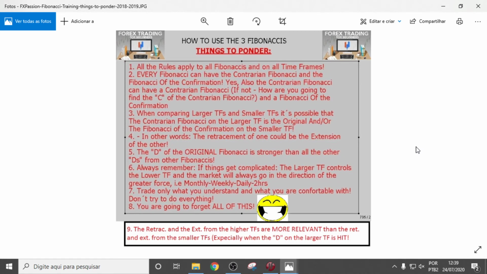I mean, read this text, everybody, 2 or 3 times if you are learning and if you are going to use the Fibonaccis. Read this text a few times, maybe every day, because you are going to forget all of this. So number 4, in other words, the retracement of one could be the extension of the other, and we learned this 2 days ago. We are talking about what needs to happen in the market so that the contrarian Fibonacci is going to have a greater chance, a higher probability.